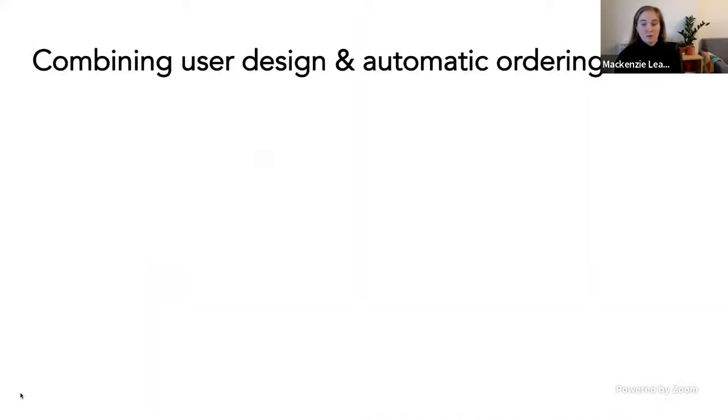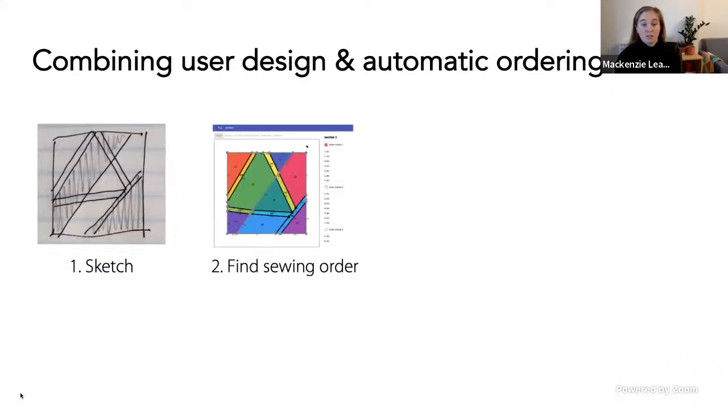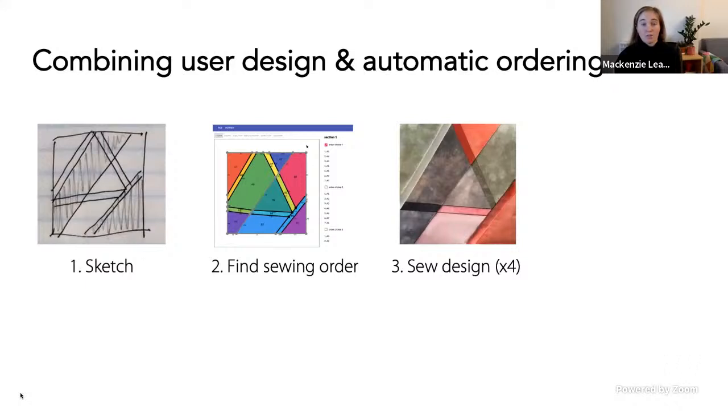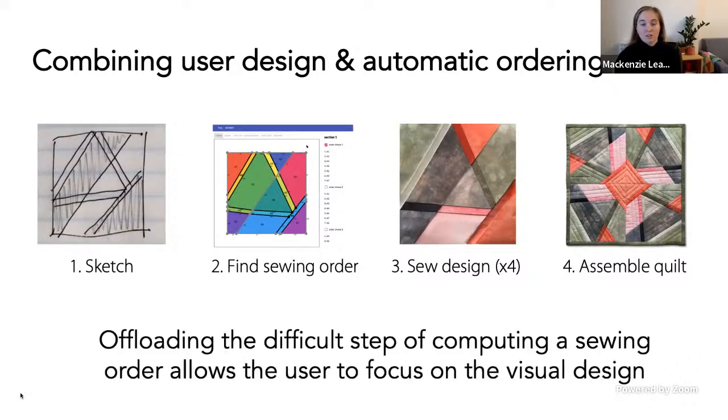So to learn how a quilter would incorporate our tool into a typical quilt design process, we asked an experienced quilter to work with the tool over a few weeks. So for one of her designs, she started with a sketch, which she was unsure at first how to turn into a paper piecing design. She then used our tool to generate a valid sewing order automatically, and then sewed this design. And she then sewed 3 more blocks and assembled them into a full quilt. So this process shows how developing an algorithm to check for paper pieceability helps us design better tools for quilters that fit within their existing workflow. And offloading the difficult step of computing a sewing order allows the user to focus more on the visual design.